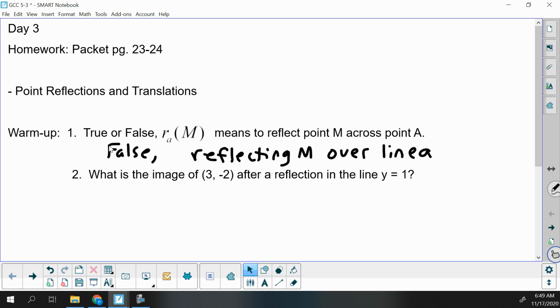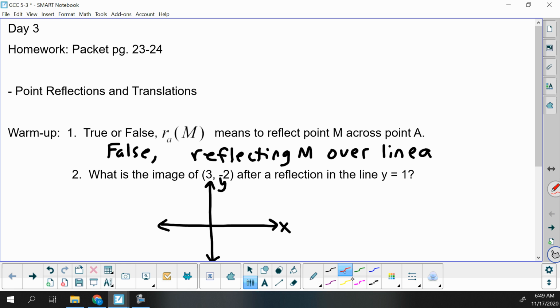What's the image of y equals -2 after reflection in y equals 1? So we'll sketch this out. So here's our x and y axis. We need to, by this point, be getting comfortable with the equations of vertical and horizontal lines. Y equals 1 means we should cross through the y-axis at 1. So if we're crossing through the y-axis at 1, it should look like that. And we'll put our scale in.